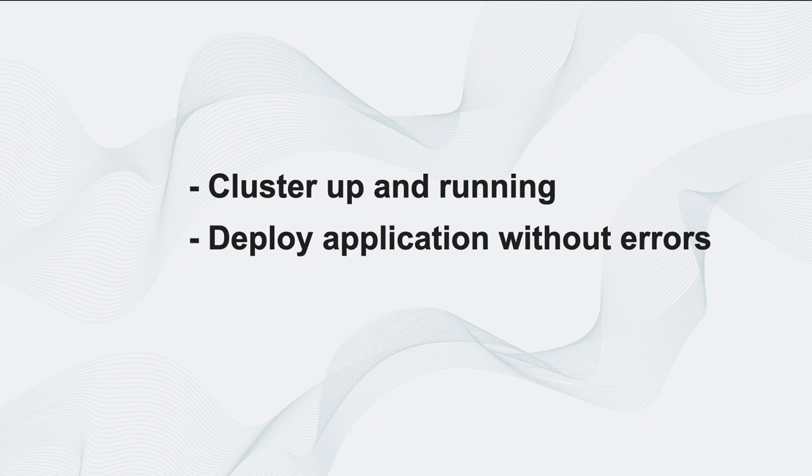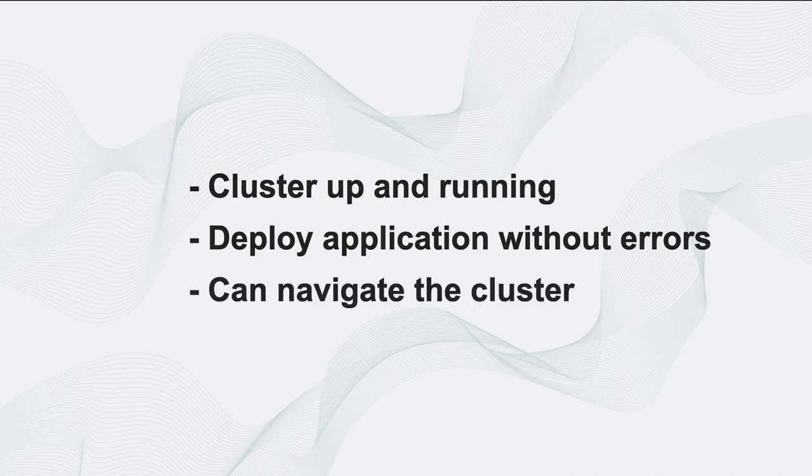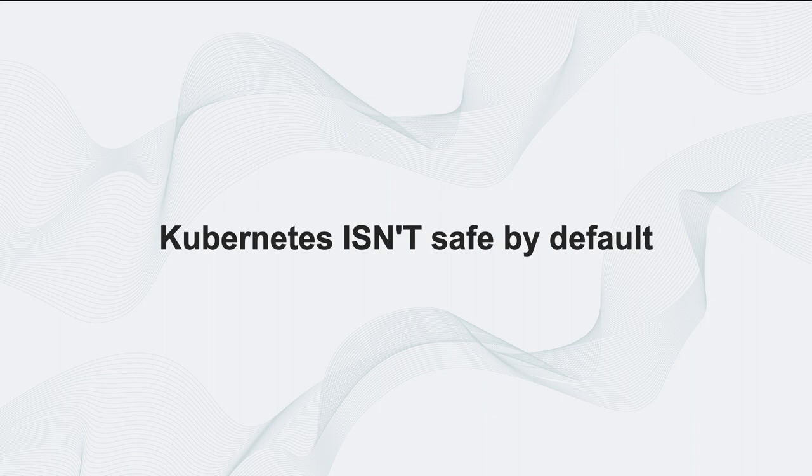So you can get the cluster up and running. You can deploy your application without errors. It's running out there in Kubernetes. And you can navigate the cluster. You can use kubectl. You know about services and stateful sets and pods and all of that good stuff. But there's one main key that's left out here, and that is the fact that Kubernetes isn't safe by default. You've deployed your cluster, you have applications running in it, you can manage the cluster, but you didn't do anything to the cluster's configuration. And that configuration that was deployed, untouched, isn't safe by default. It has to be configured to better increase its security posture, to make your cluster more secure.